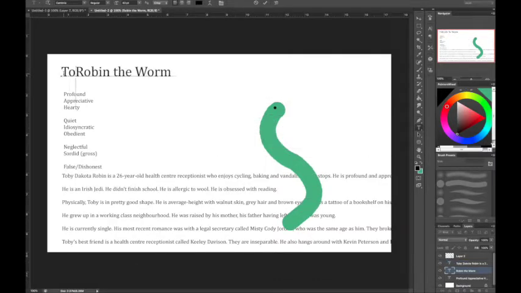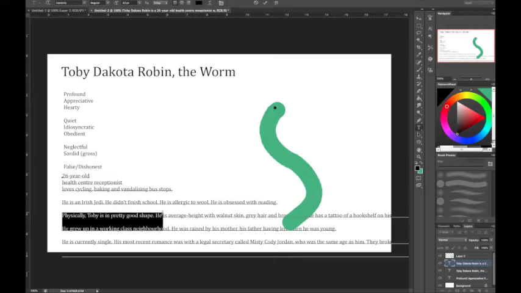This is so funny. I can't. Toby, Dakota, Robin, the worm, I guess. What? Why is this comma so far away from... Is there a space here, or is this just how far away commas are? Yeah, that's what I thought.